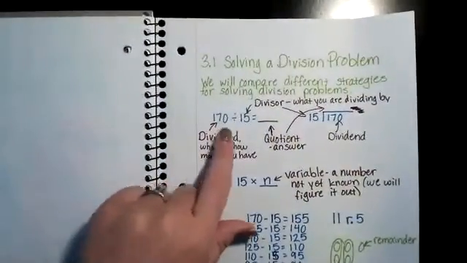Actually, let me do it here. Okay, so this next one, we're going to turn it into a word problem. And we're going to use a different strategy, but we're still going to use the same numbers because I want to show you more versions of the same problem, 170 divided by 15. Okay, so I'm still going to use those same numbers.